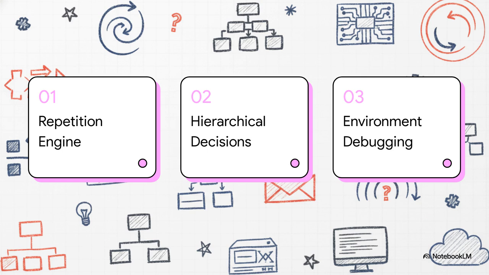To demystify all this, we're going to follow a simple roadmap. We'll hit three main pillars. First up, the repetition engine. Second, hierarchical decision making. And third, environment debugging. Honestly, once you grasp these three things, you've got the underlying logic to understand pretty much any programming language out there.